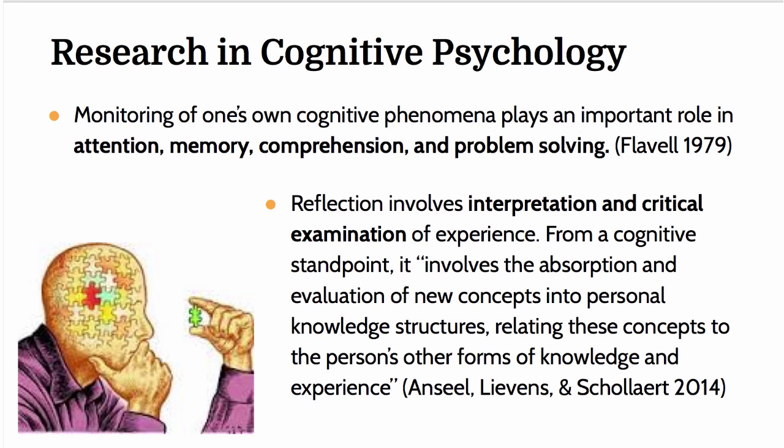Exactly. And then the second one by Ansel, Liebens, and Schohart I really like because, again, it shows that reflection is a very important type of writing, or if we ask them to do reflective writing, because it involves interpretation and critical examination, which is exactly what we're asking students to do with text when we're asking them to write about text in the composition classroom. They go on to say it involves absorption and evaluation of new concepts into personal knowledge structures and relating these concepts to other forms of knowledge and experience. So it's very much what we want them to be able to do when they leave our classroom.